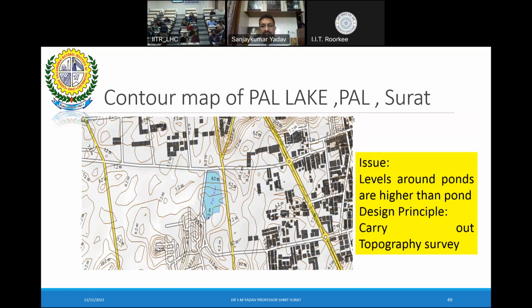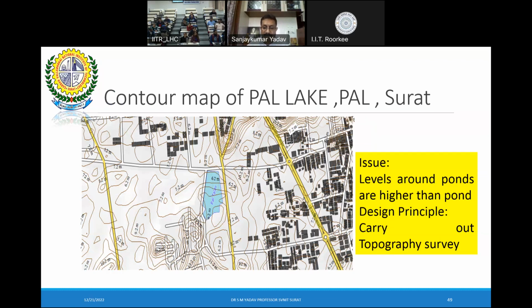Therefore, it is said to carry out a topography survey. We have seen that the topography survey can be carried out using a total station. Now, recently people are using drone surveys. Using drone surveys, you can properly identify and check the site and find the watershed area which will contribute or drain water to the pond. Due to urbanization, this is happening in almost every city, where the natural draining of water into the pond has reduced to a great extent.